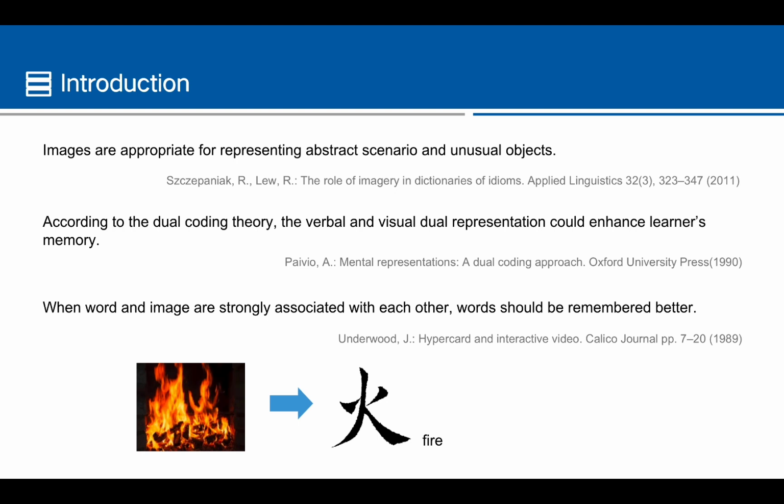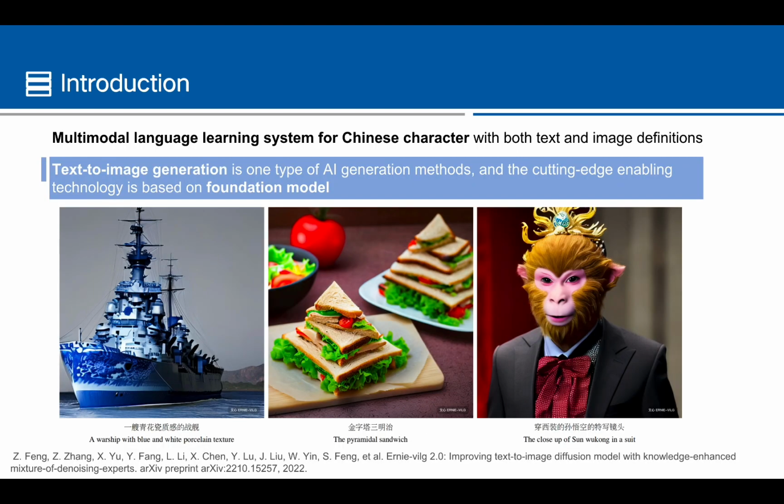Also, psychologist Allan Paivio proposed the dual coding theory, which indicates the equal importance of verbal and visual information. Thus, we propose a multimodal language learning system for Chinese character with both text and image definitions. We utilize text-to-image generation method to provide the desired images directly from text definitions.